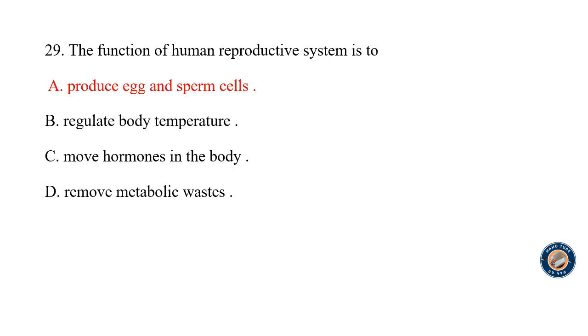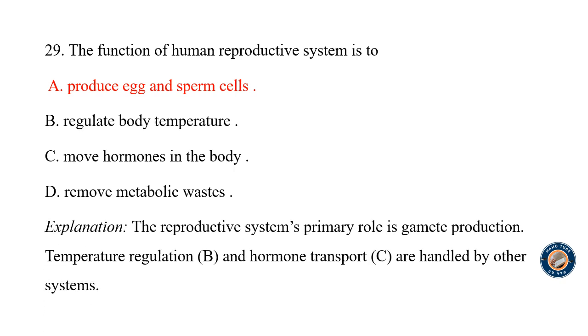The answer will be produce egg and sperm cells. The reproductive system's primary role is gamete production, while temperature regulation and hormone transport are handled by other systems. So the answer will be produce egg and sperm cells.